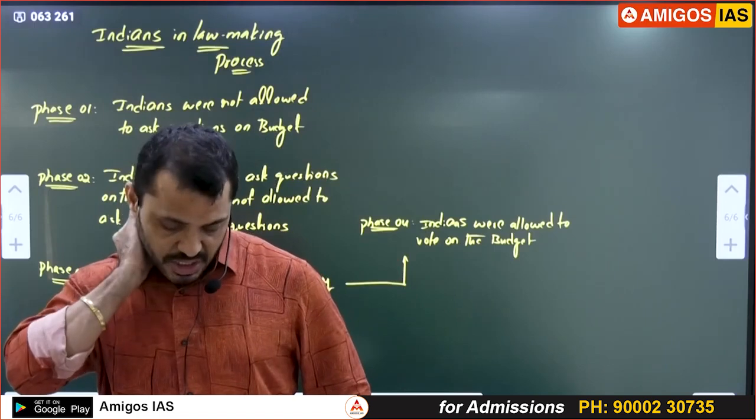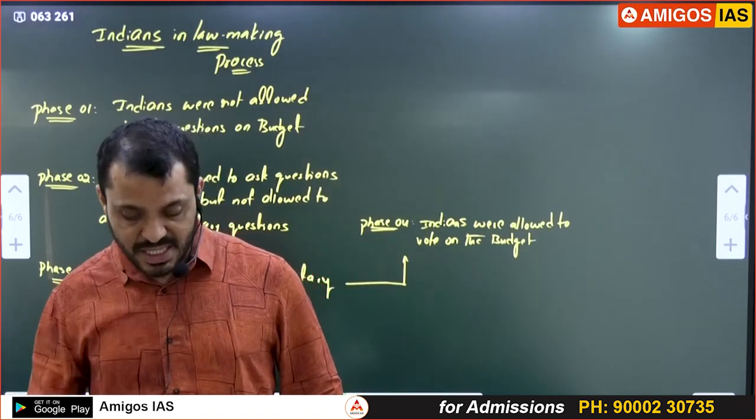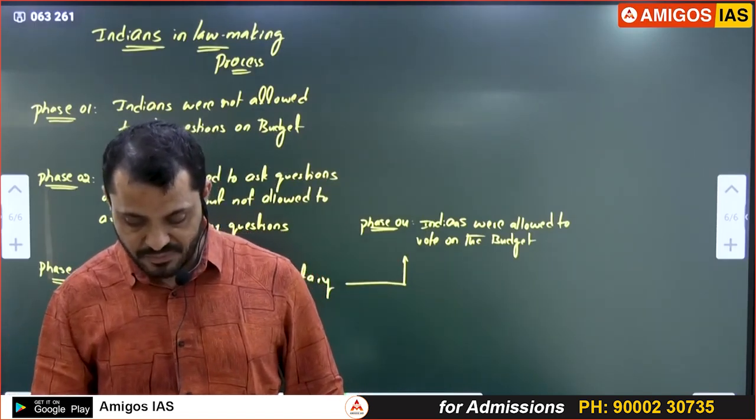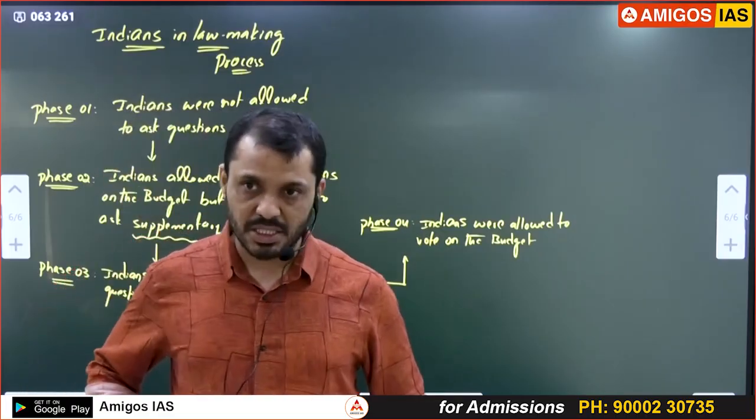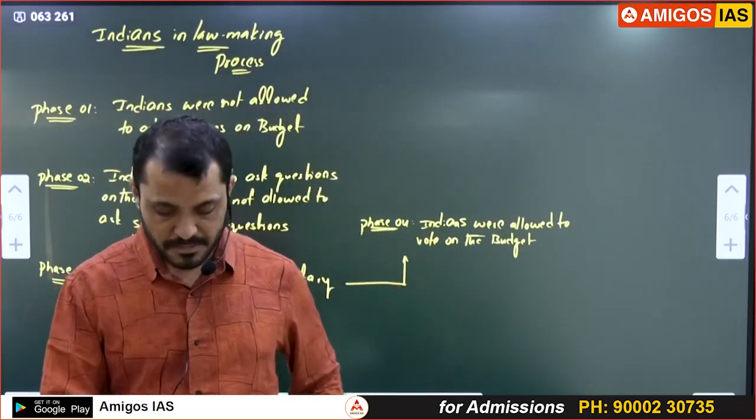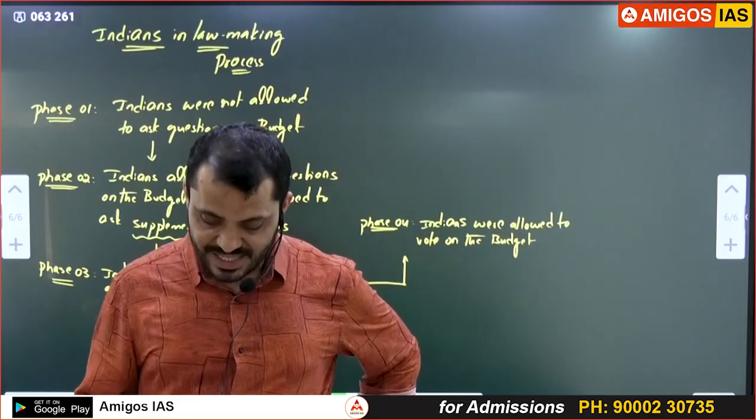Same page on the right side, top right side, 3 Apache combat helicopters to arrive in India by July 15. I told you when we were discussing India-US relations. Do you remember that? Apache and Chinook helicopters. It's a very interesting development, guys.